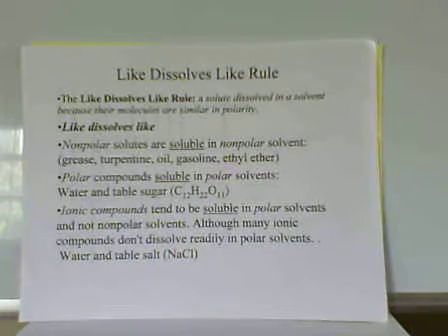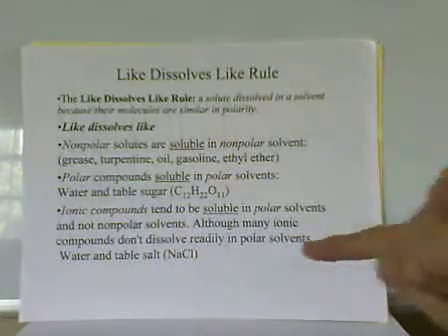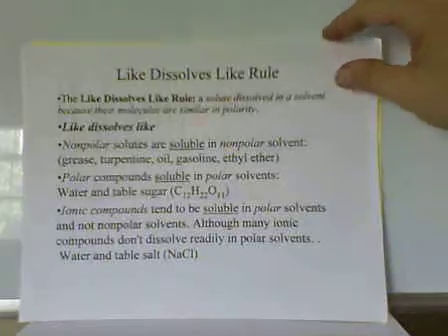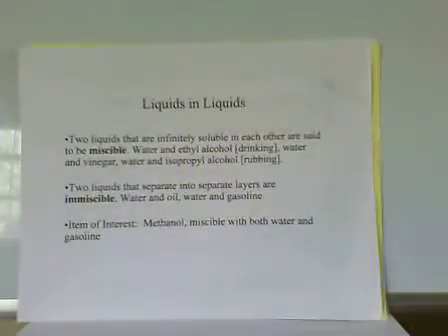Polar solvents will dissolve polar compounds and ionic compounds. So water is polar, it will dissolve table sugar, which is polar. Water is polar, it will dissolve table salt, sodium chloride, which is ionic. So two liquids that will dissolve together are miscible. Two liquids that separate, like oil and vinegar, are immiscible.